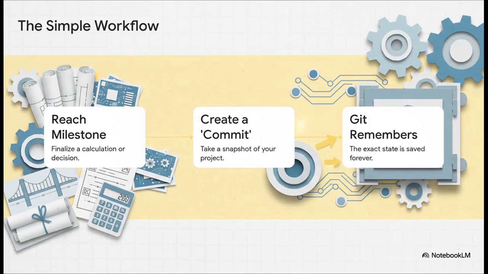And the basic workflow? It's actually beautiful in its simplicity. When you get to a good stopping point, like you've just finished a calculation or updated a bill of materials, you make what's called a commit. Just think of it like taking a perfect snapshot of your entire project in that exact moment. The system, which is called Git, then remembers that state forever.